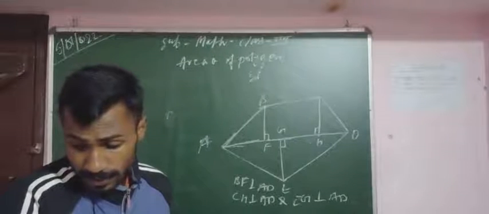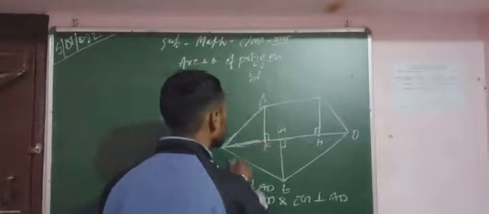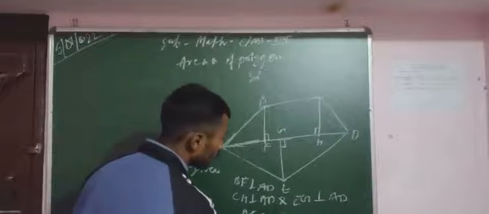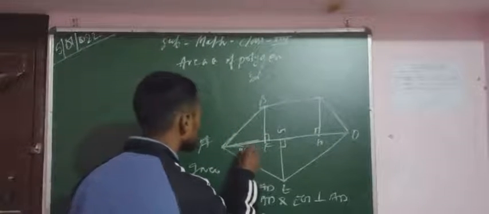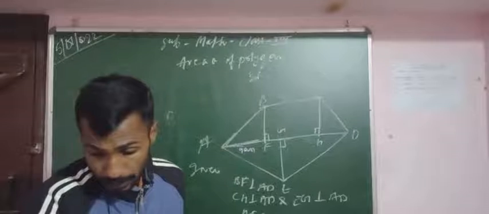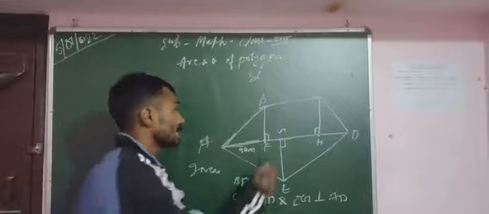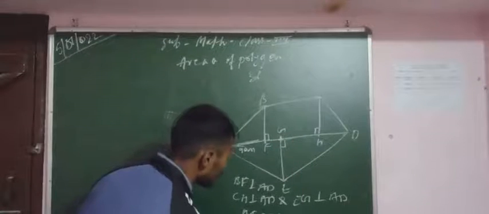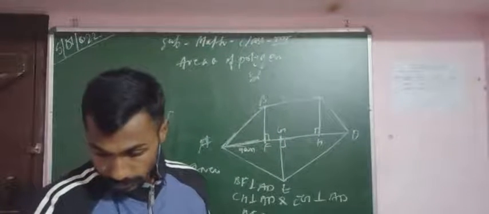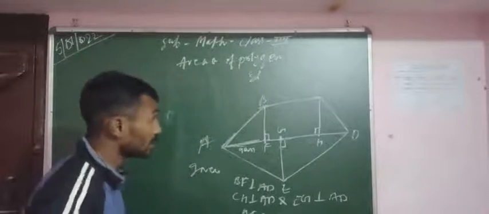Such that AL is 9 centimeters. That means this length is 9 centimeters. And AG is 13 centimeters. Look at this, where is G? AG is 13 centimeters. And AH is 19 centimeters.